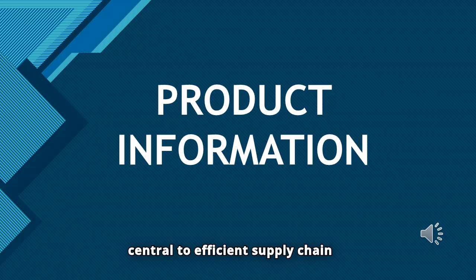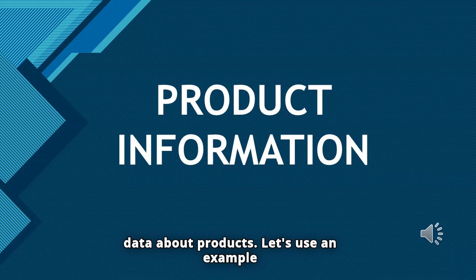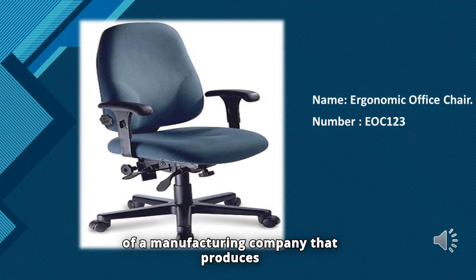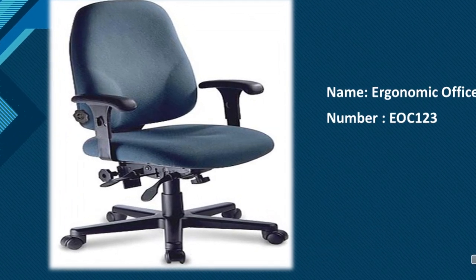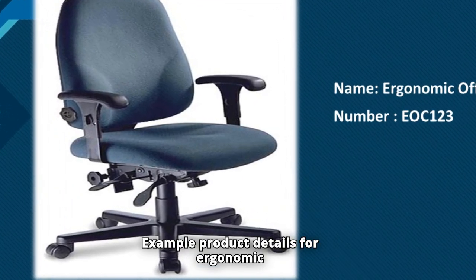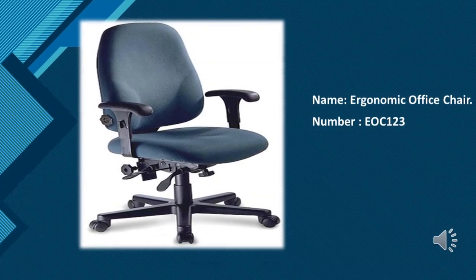Product information is central to efficient supply chain management. It ensures all stakeholders have access to accurate and consistent data about products. Let's use an example of a manufacturing company that produces and distributes ergonomic office chairs. Example product details for ergonomic office chair. Product name, ergonomic office chair.